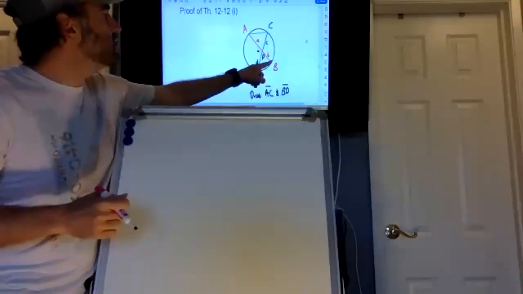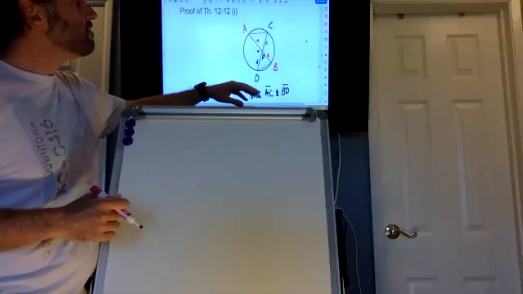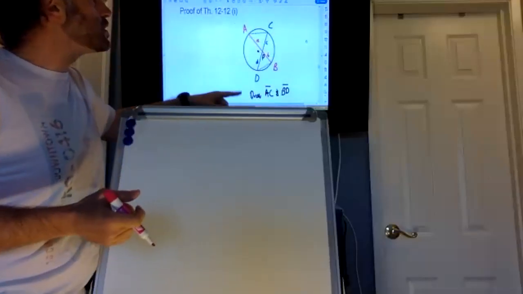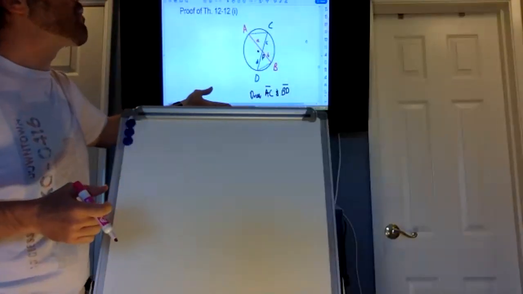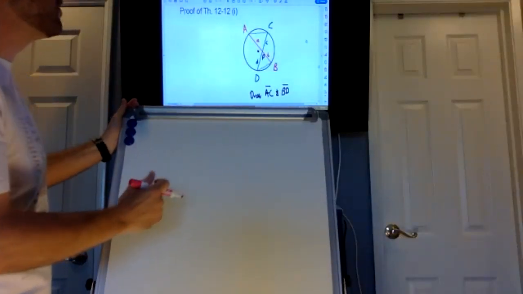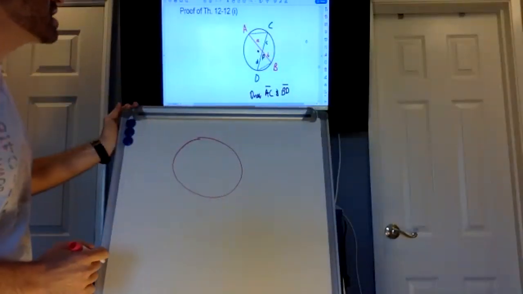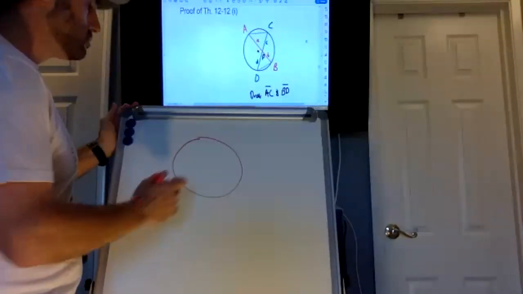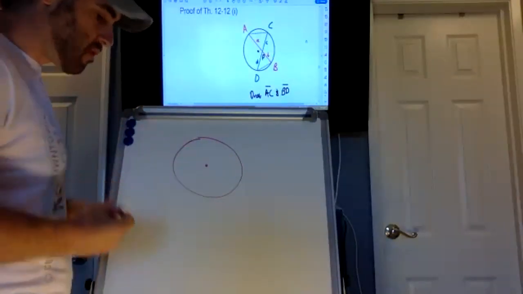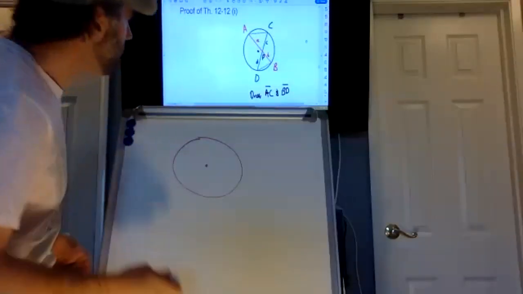Prove that A times B is equal to C times D. Look at the situation. Now this appears to be two chords, but it could be two secants. And what's special about them is what? What are they doing, the red chord and the blue chord? They're intersecting. Where? Not on the center. Where are they intersecting? Inside the circle.